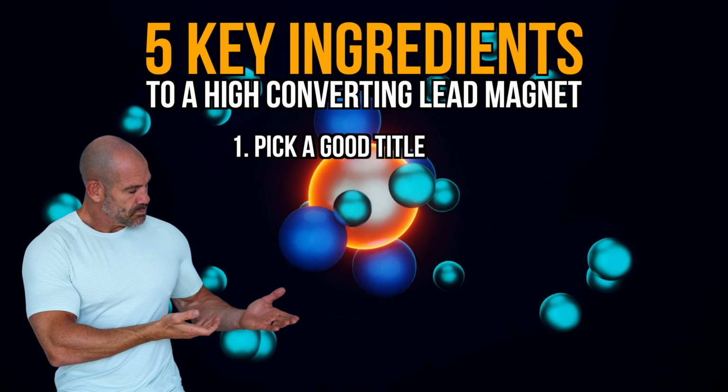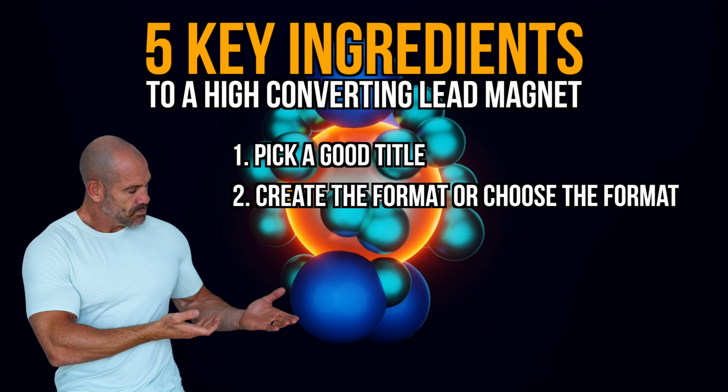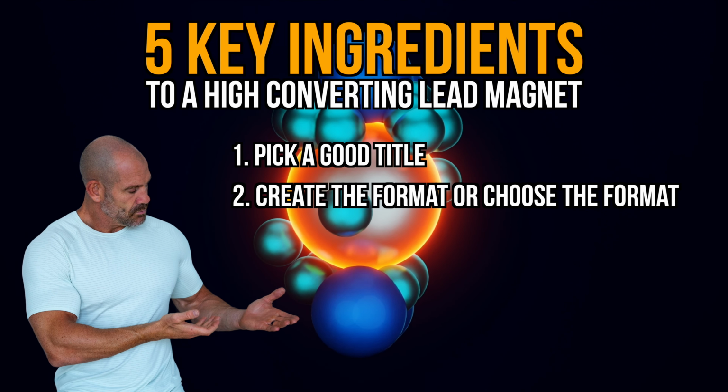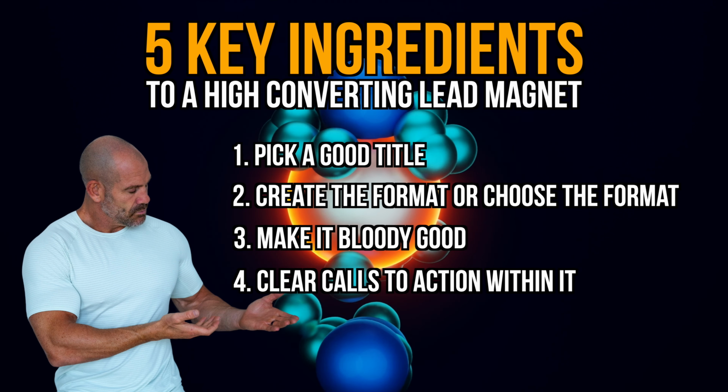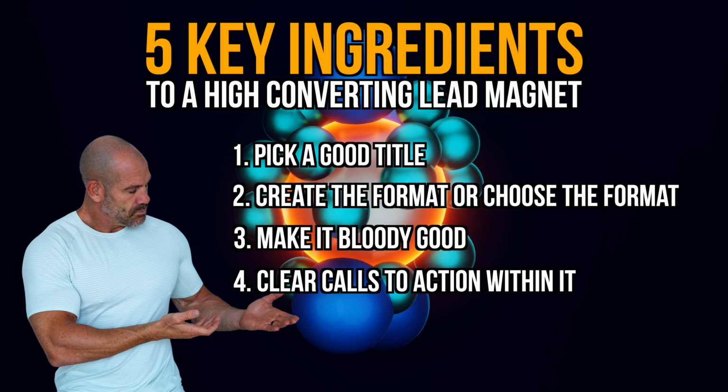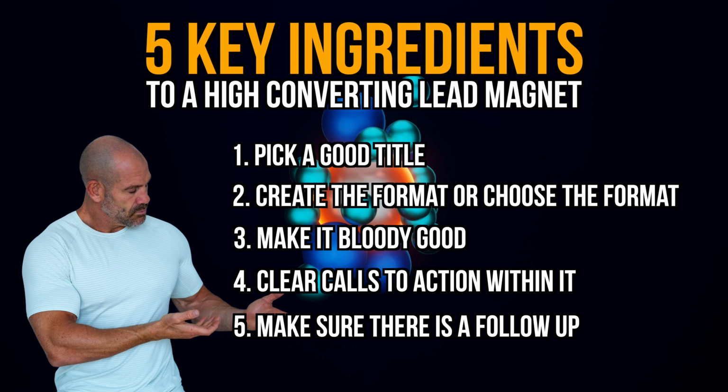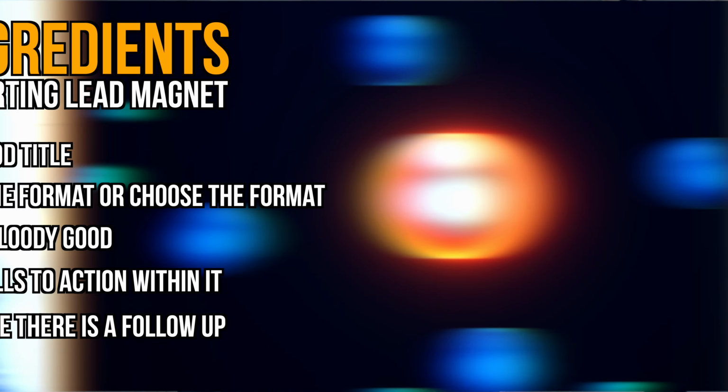So point number 1 was pick a good title. Point number 2 was create the format or choose the format. Number 3 was make it bloody good. Number 4 was create clear calls to action within it. What do I do next? And number 5 was make sure there is a follow-up, an email sequence or somebody following up, because it's in that point of contact that it's inevitable the sale will happen. So 5 key ingredients to create a high converting lead magnet.